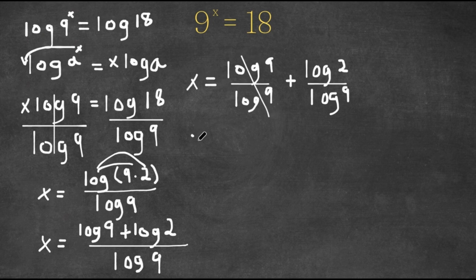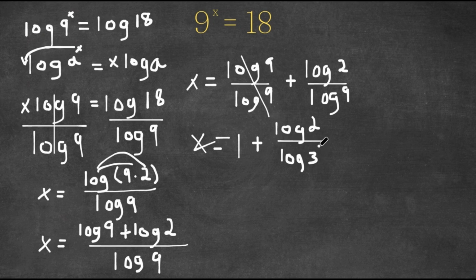Now these two cancel out, so we get x is equal to 1 plus log 2 over log, and I'm going to replace the 9 with 3 squared. Now remember, we're going to use the same property that we used over here, and I'm going to move the 2 to the front.